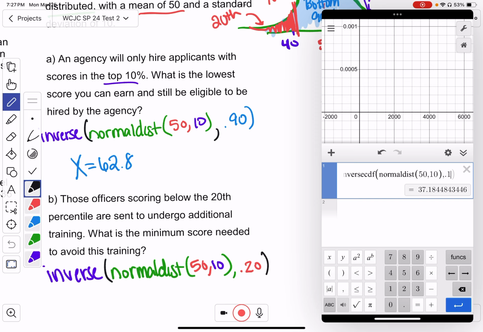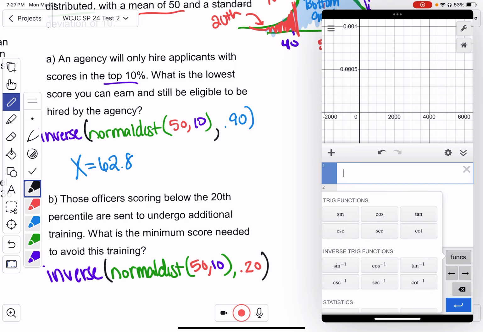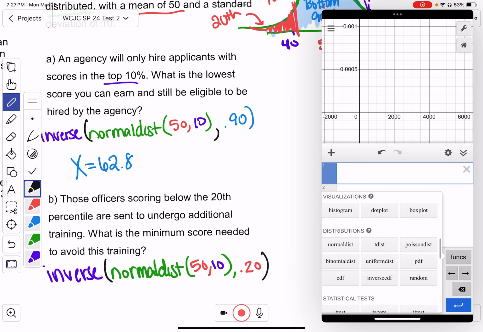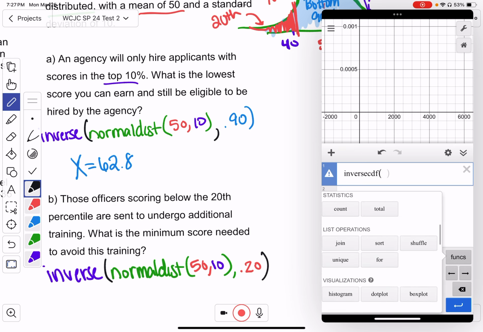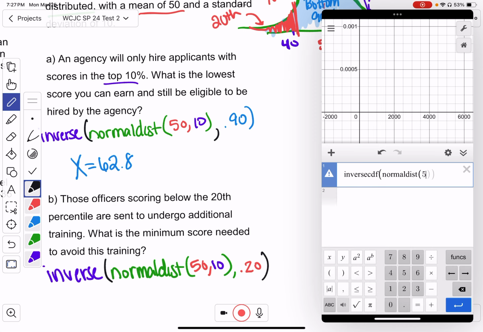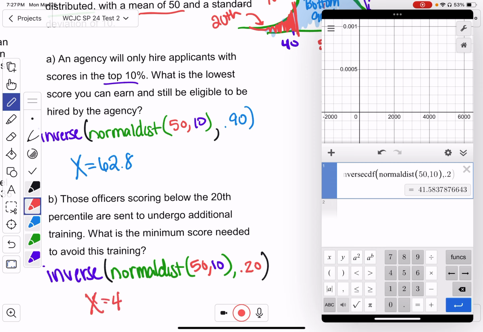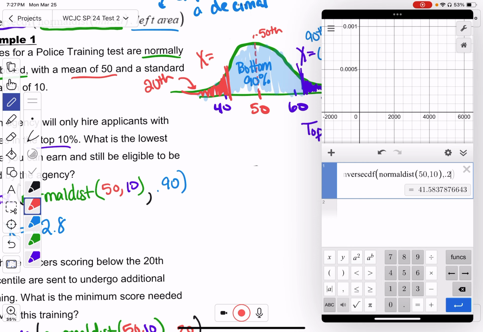So when we type that in, functions, inverse, normal, 50, 10, comma, 0.2. I get an x value equal to 41.6. Notice that this value makes sense again, because the 50th percentile is at 50.